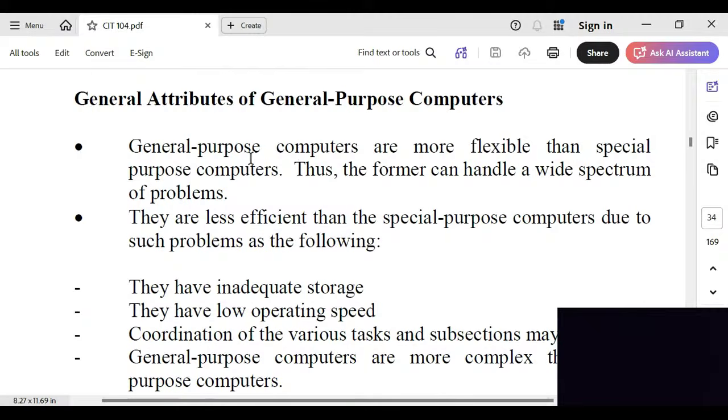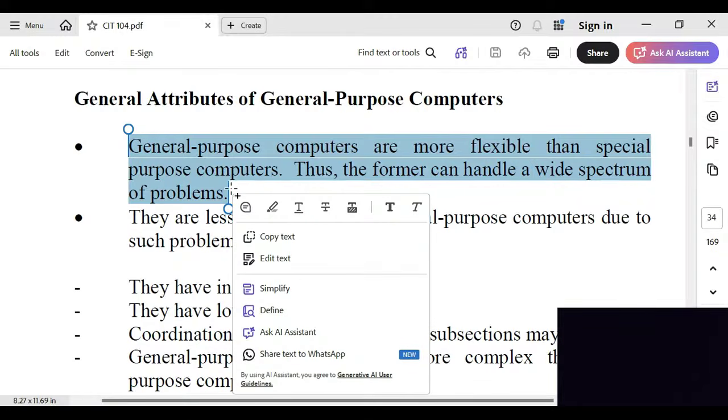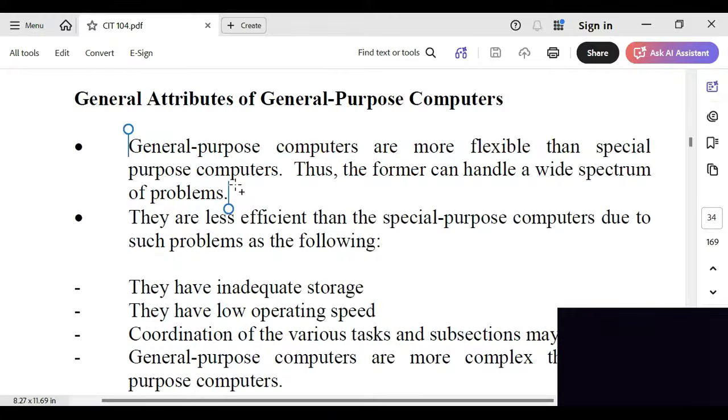What are the things we can see about them? One, general purpose computers are more flexible than special purpose computers. Thus, the former, when we say former, that is general purpose, can handle a wide spectrum of problems. Special purpose computers are made specially for just one thing. They can't do two things. Once you turn them on, it's only that one thing that will show on the screen, the same thing they are made for.